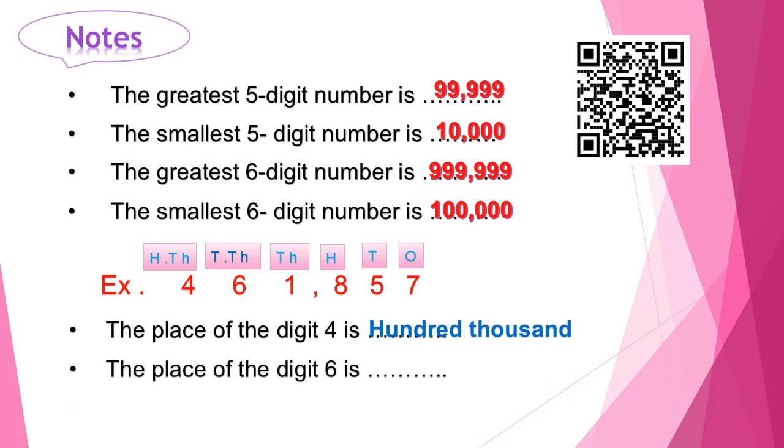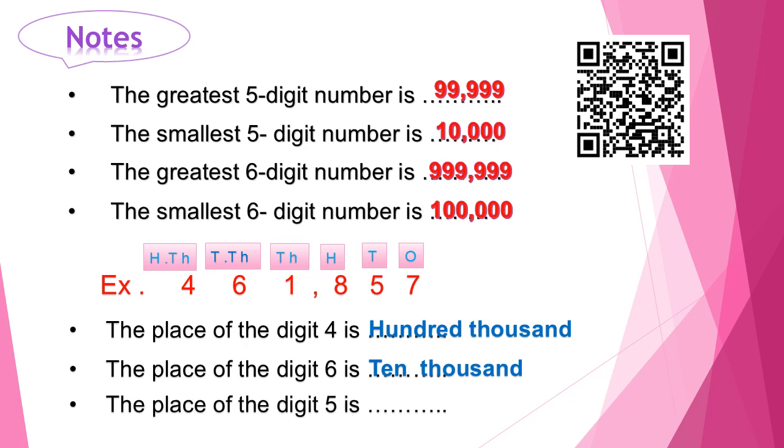Okay. The next question, the place of digit 6. He is asking me about place. Place means the room or the home for this number. Digit 6, in which room or in which place? 10,000. The last question, the place of digit 5. Digit 5 here is in tens.